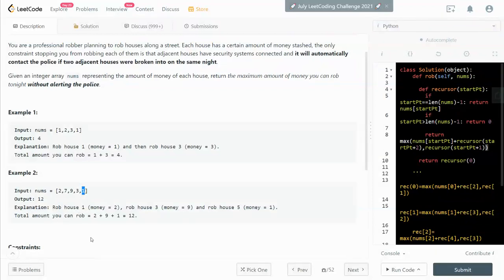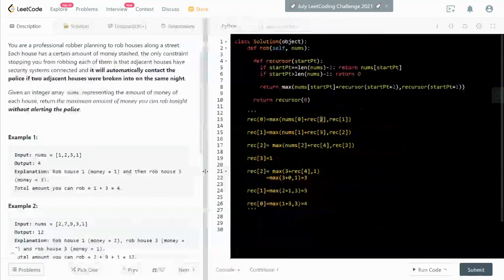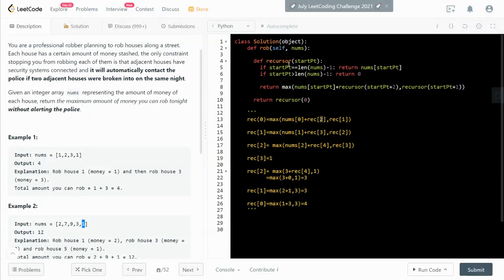There are many ways to solve this problem, and one immediate way is dynamic programming. We can have a recursor, basically a function we call recursively. The way to do dynamic programming is, first, we have some termination condition. We have the starting point within this nums list, meaning that if we start from this house, what would the solution be, and then we recursively move forward in nums.